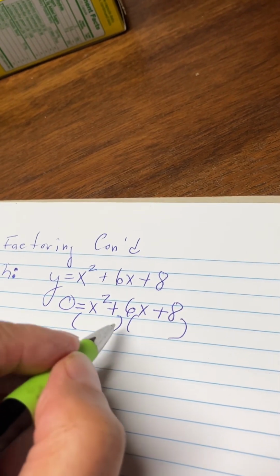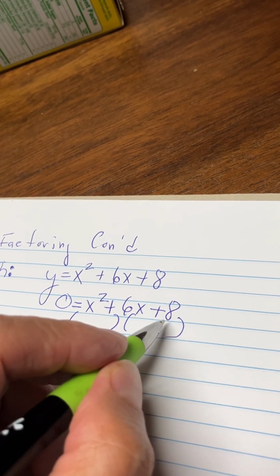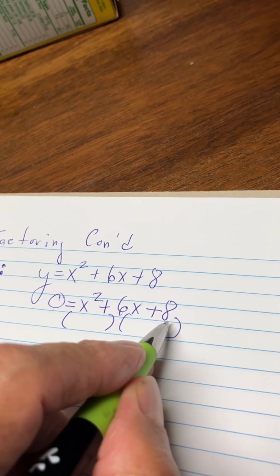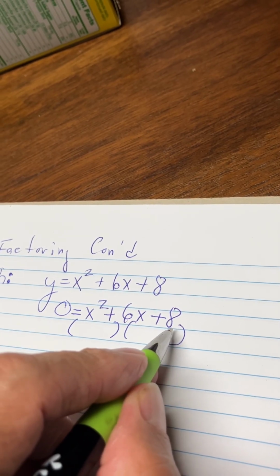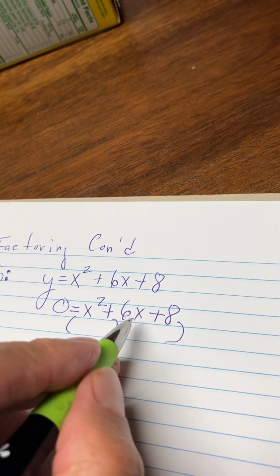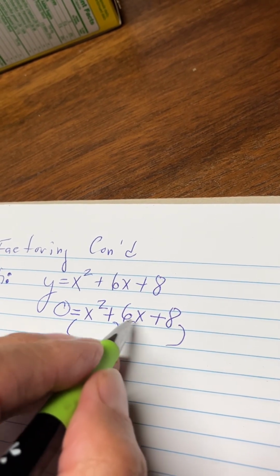This is plus, so we're going to be adding. We're going to be adding to find 6x. We're going to use this number. Factors of 8: 1 and 8, 2 times 4. So 2 times 4 is 8. And then 2 plus 4 is 6.